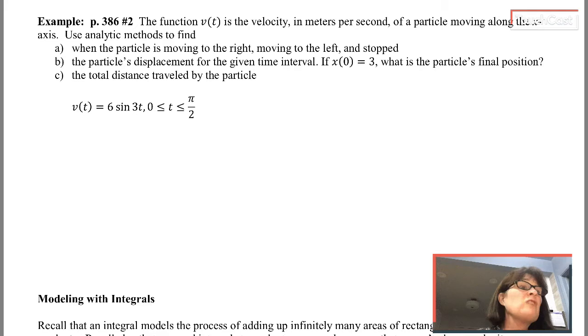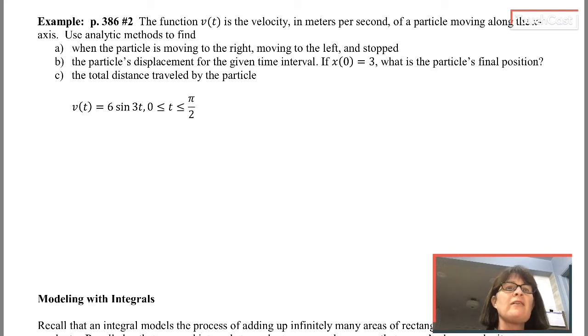So here we have a velocity function, and we have several questions. Can we figure out, given this velocity function, when motion is forward, backward, and stopped? So where is velocity positive, negative, and 0? And then we're going to use those answers to help us figure out displacement and total distance traveled. And in the process, we're going to practice writing the integral notation for those values.